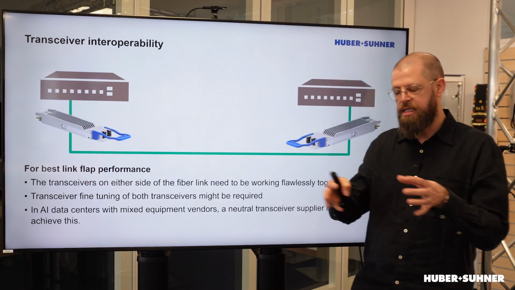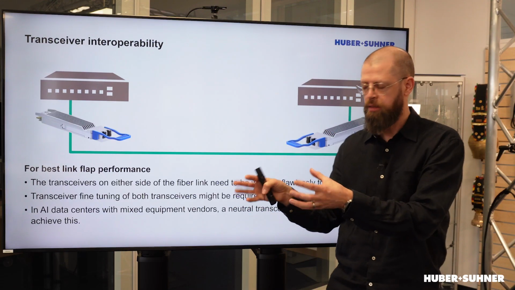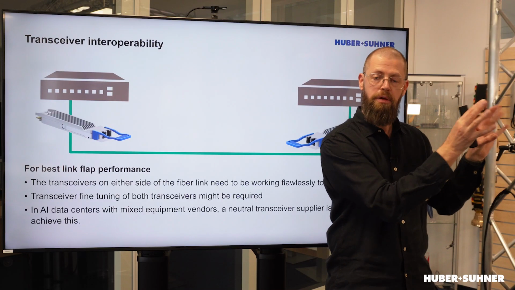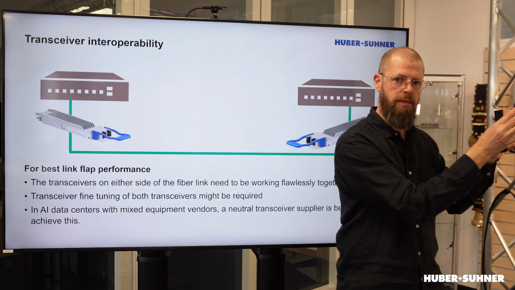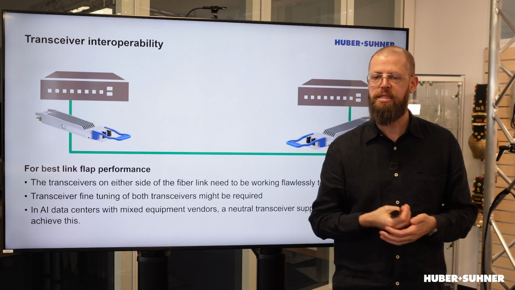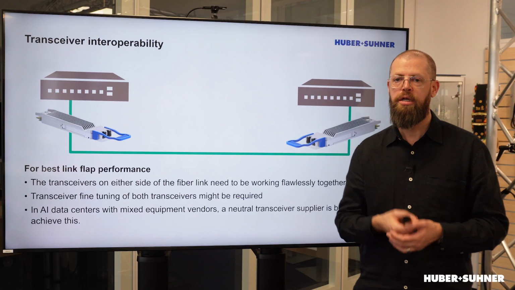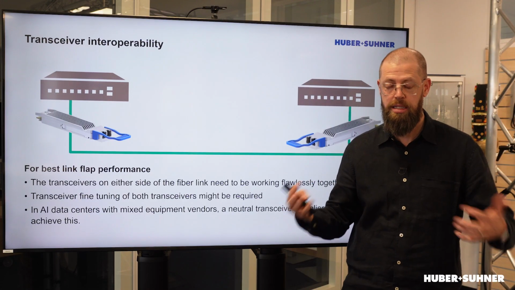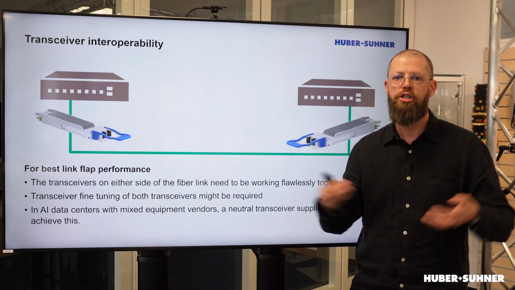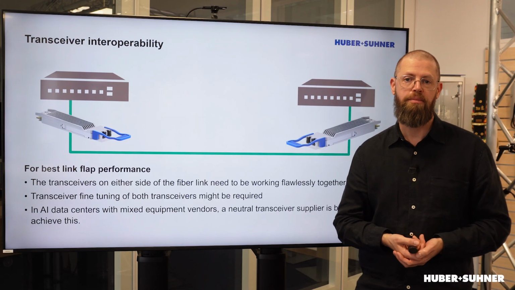Now, if you've got a data center where, on the one hand, the GPUs and network interface cards are from one manufacturer, and you're using their transceivers in that equipment, and you've got the switches from a different manufacturer, and you're using their transceivers in that equipment, then it can be quite a challenge to get them to fine-tune the transceivers to each other. In those cases, it is best to use a neutral transceiver supplier, such as HUBER+SUHNER, because we can then make sure that we fine-tune the transceivers to each other to achieve the best possible link flap performance.